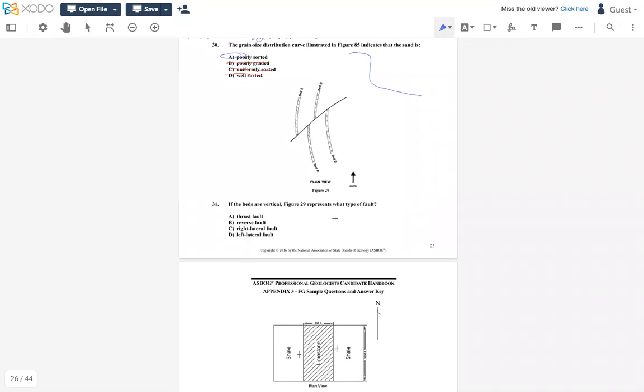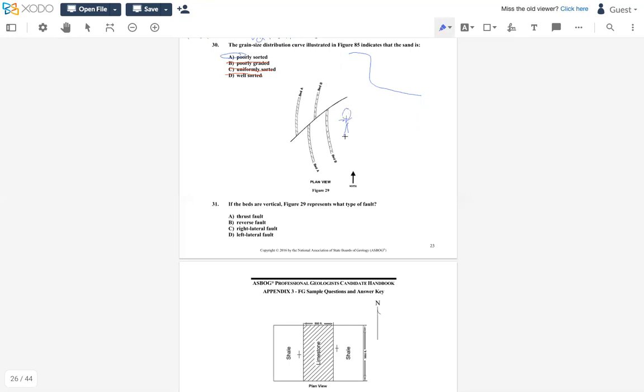So 31. If the beds are vertical in figure 29, what type of fault does it represent? So that's saying that these beds are coming out of the screen and into the screen, and we are looking at them in plan view. So we're looking down on them. What I like to do, even with intro geology students and even people who are taking the ASBOG, is draw a little stick figure. It seems a little elementary, but it gets the point across and it works.